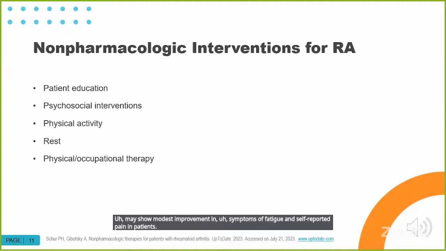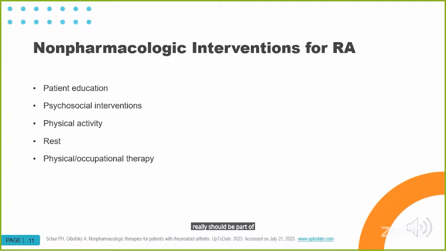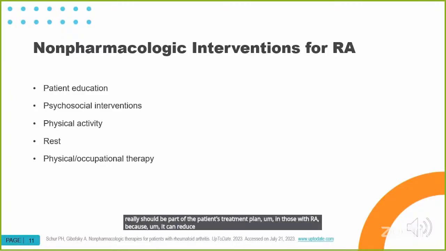Physical activity such as resistance training or aerobic exercise can be part of the patient's treatment plan, and really should be part of the patient's treatment plan in those with RA, because it can reduce disease activity, reduce fatigue, pain, and also improve psychosocial well-being in patients.